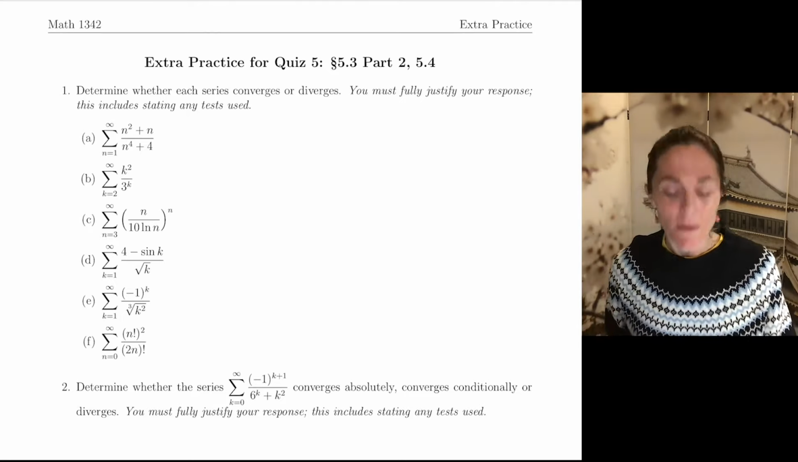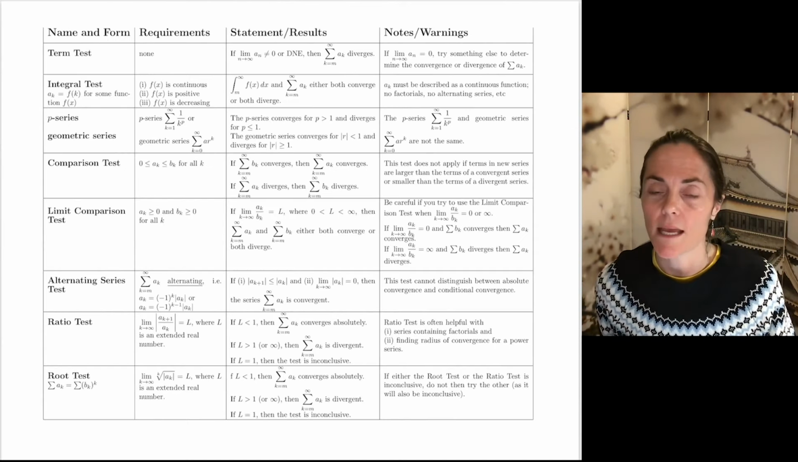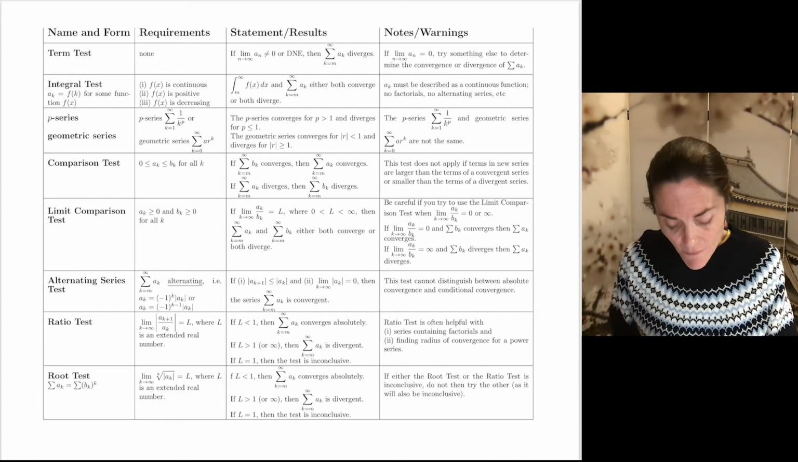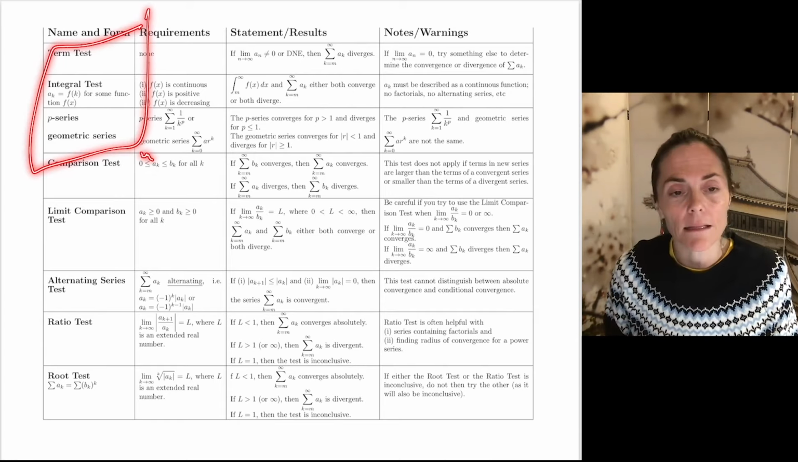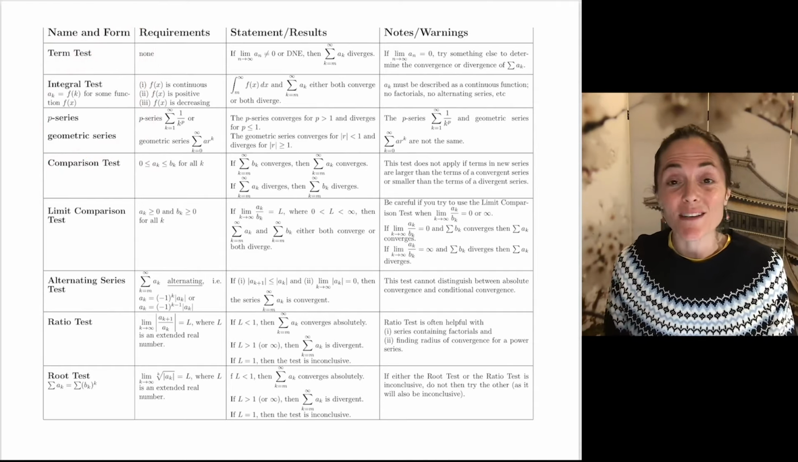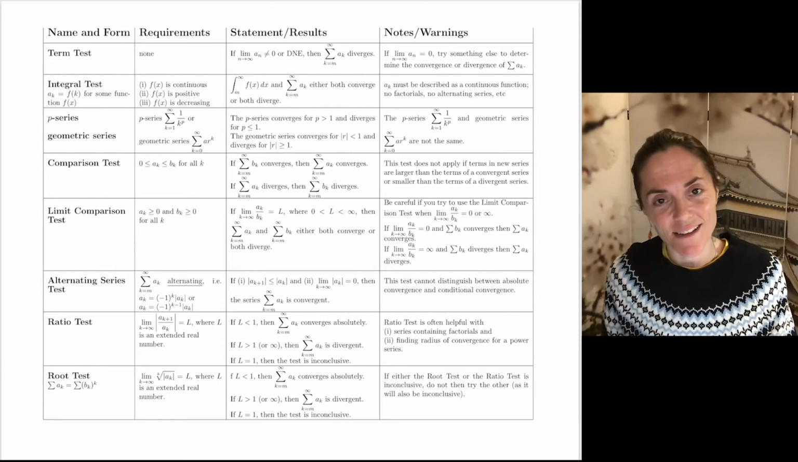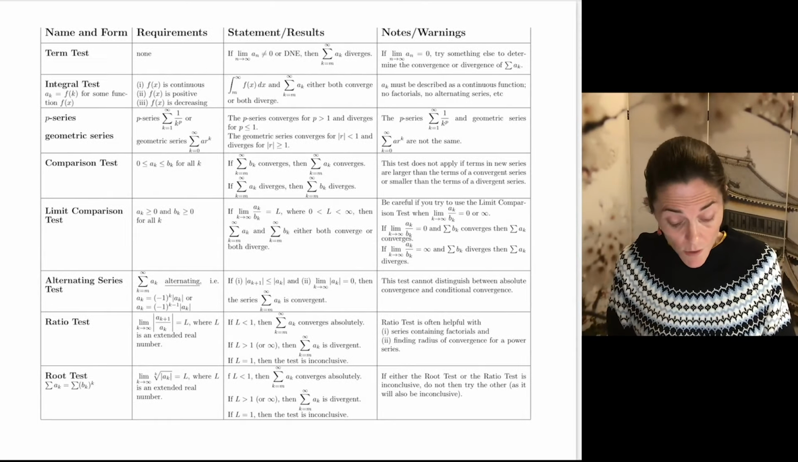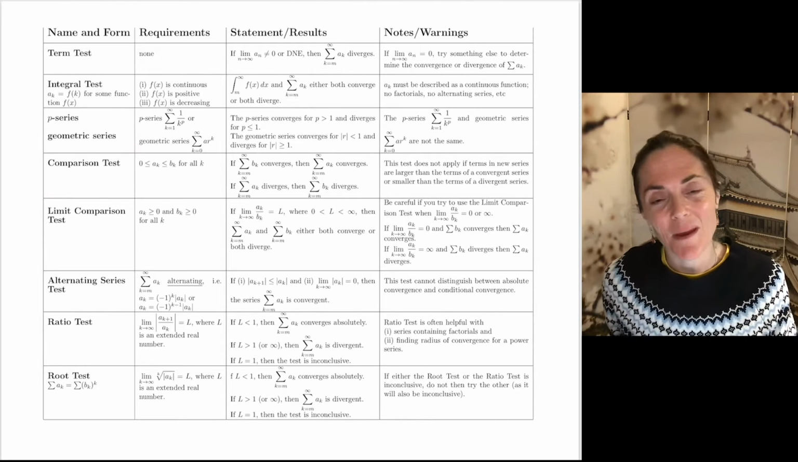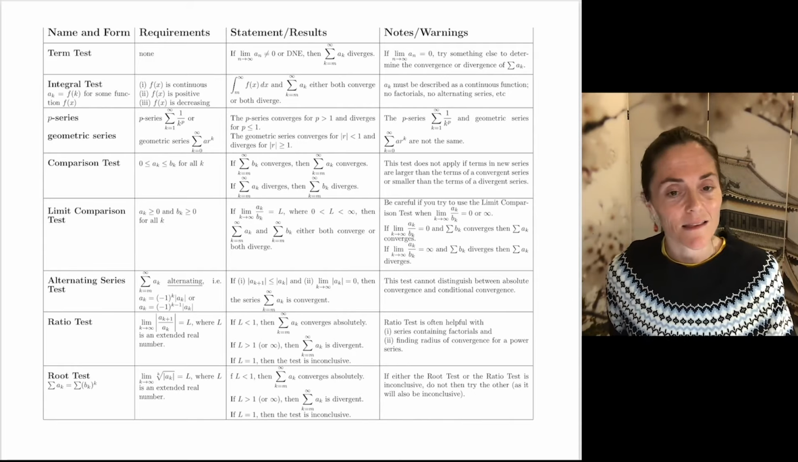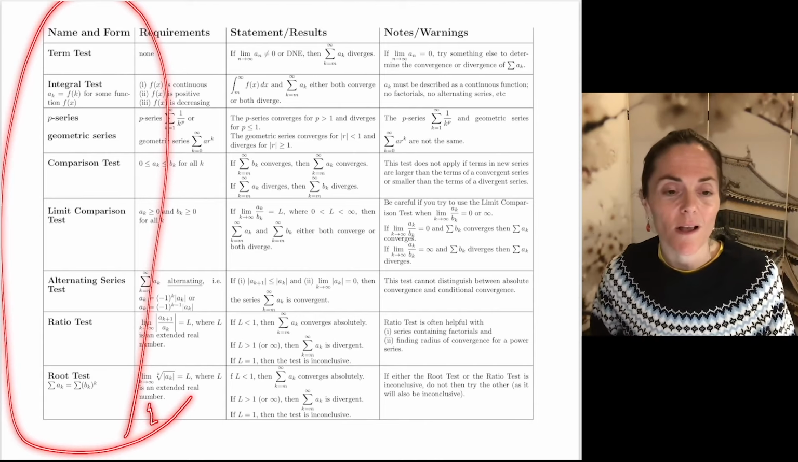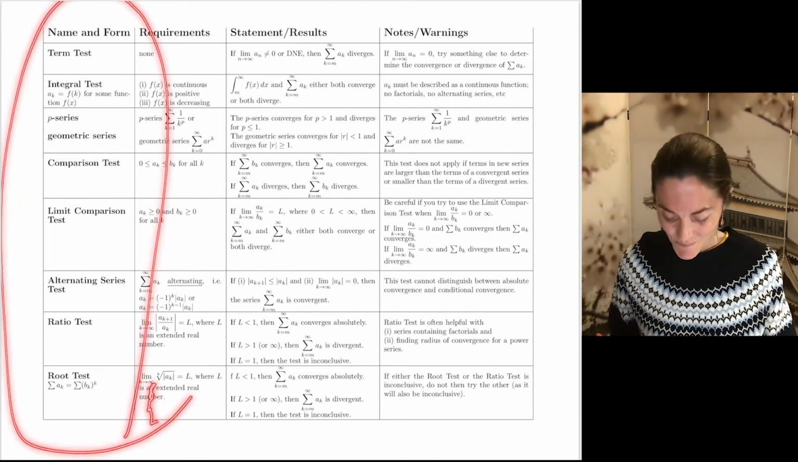So let me just remind you, we have this test table, which is in our Canvas course. We need to be comfortable with all of this, okay? Even though we focused on this up here in the last quiz, the term test is something we can use. If the terms don't go to zero, you're finished. The term test diverges, right? But also the P series and geometric series come up when we are using comparison and limit comparison, things like this. So all of these tests are wonderful. All of these tests you should feel comfortable using this week.